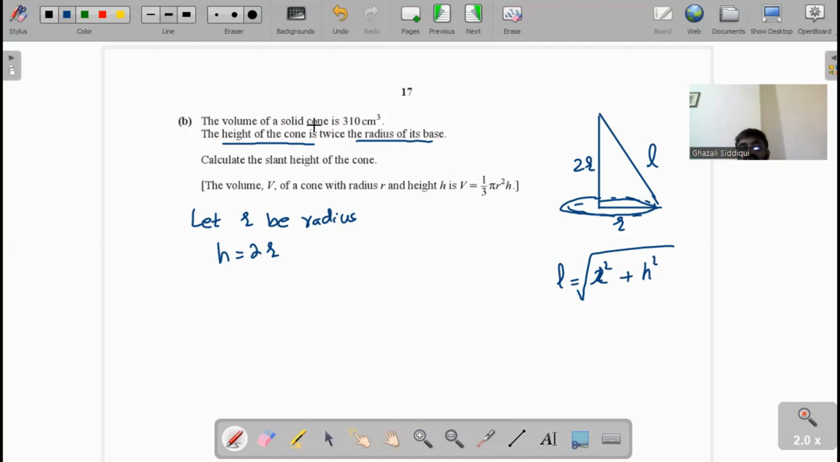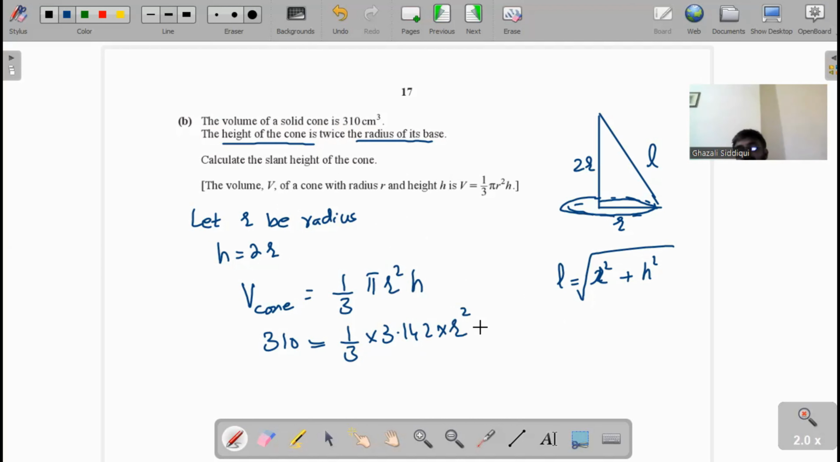Here the volume of cone is given. The volume of cone is equal to 1 over 3 pi r square h. Now the volume is 310, equal to 1 over 3, 3.142 multiply r, the radius we have to calculate, r square into h, which is 2r.